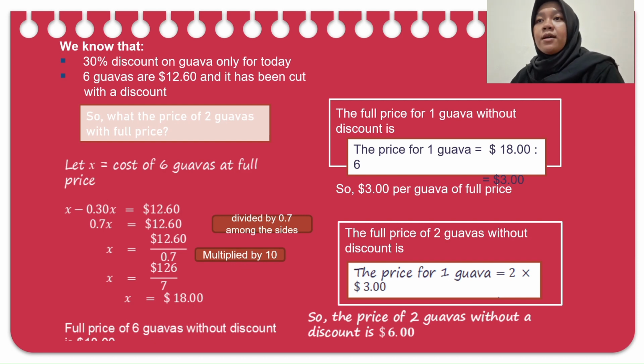Next, the full price of 2 guavas without discount is 2 times $3, and we have $6. So the price of 2 guavas without a discount is $6.